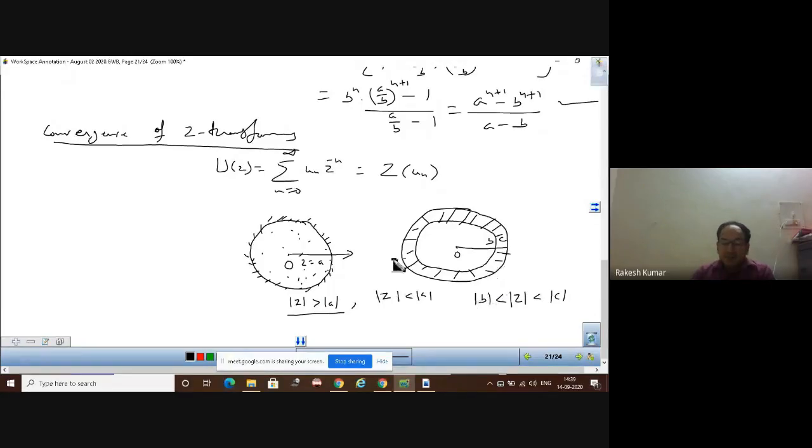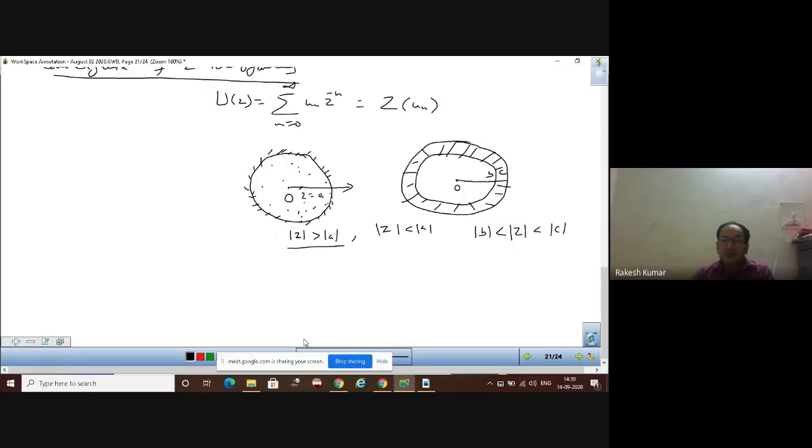So this is the meaning of the region of convergence, whether we are talking about outside of the circle, inside of the circle, or the region bounded by two concentric circles. Now, let us find out the region of convergence with the help of the Z transform of a function. And the function is this one: un is 4^n for negative n, and for positive n we have the function 2 raised to power n.